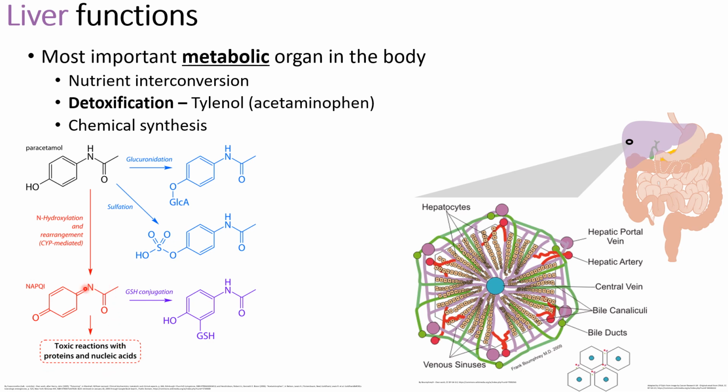And so this NAPQI, when it's produced, actually interacts with other things in your body, namely proteins and nucleic acids, and that damage is toxic and can do lasting and permanent damage to the body. Whereas there are these other metabolites that are safe, and then these will be slowly interconverted and then eventually excreted through the urinary system. And so this NAPQI can actually be conjugated to be detoxified through this process of GSH conjugation.